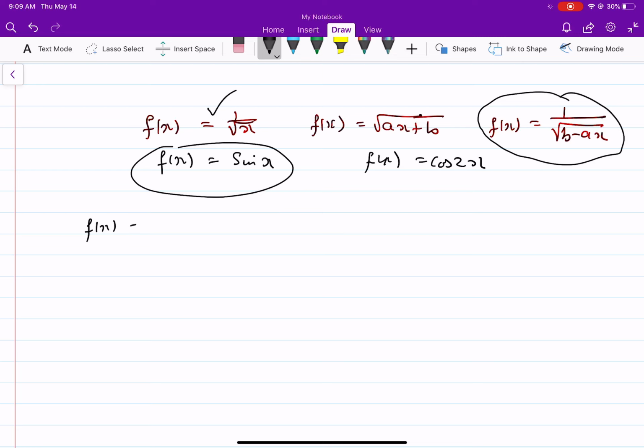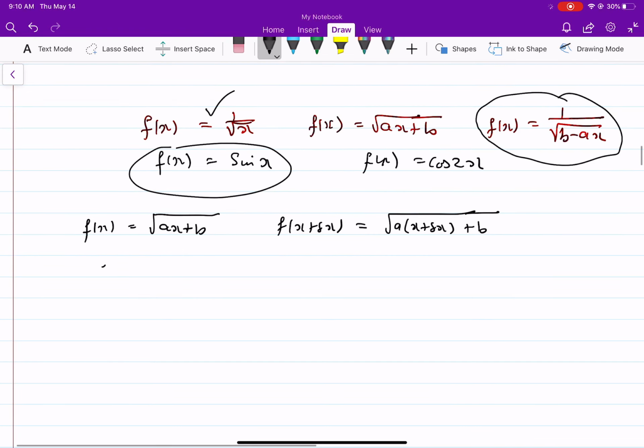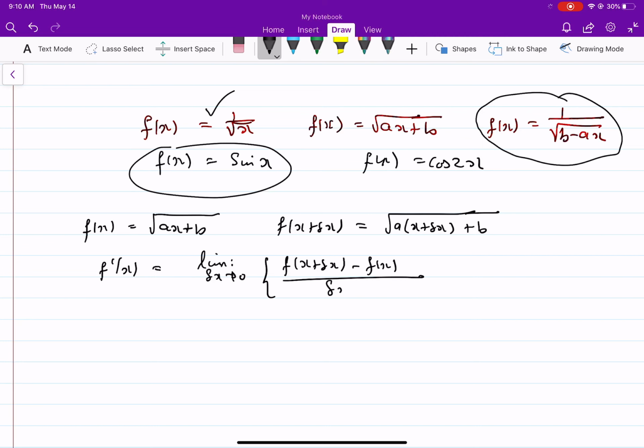The function I have to differentiate from first principles is f of x is equal to the root of ax plus b. That would mean that f of x plus delta x is equal to the root of a into x plus delta x plus b. And we know that f prime of x, the first derivative, is equal to the limit as delta x approaches 0 of f of x plus delta x minus f of x all divided by delta x. Isn't that right?